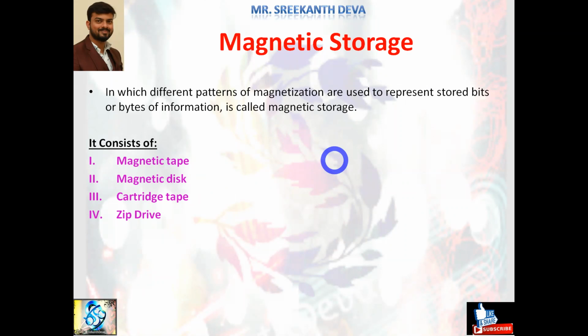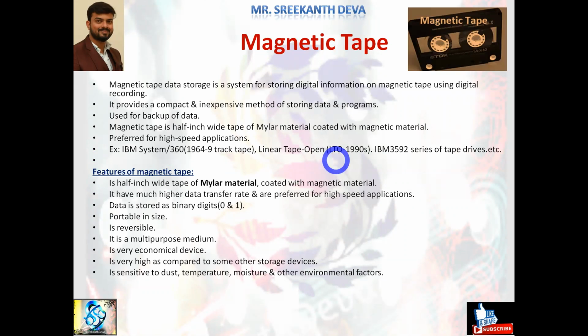We'll discuss them one by one. We go with the magnetic tape. Magnetic tape looks like this. All are familiar with this, right? Magnetic tape provides a compact and inexpensive method of storing data and programs. These magnetic tapes are mainly used for backup of data. Magnetic tape is half-inch wide tape of Mylar material coated with magnetic material.